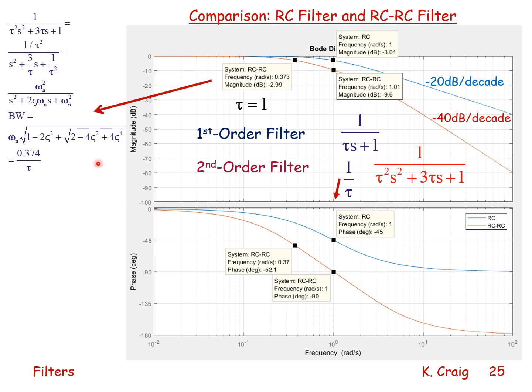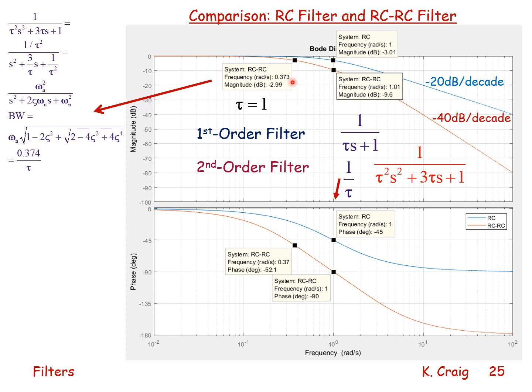Now, in analysis of second-order systems, I can predict what this bandwidth is, which is the frequency at which the second-order system, the RC-RC filter, drops minus 3 dB, in this case minus 2.99 dB, below its low frequency value, or 0.707 of its low frequency value. And that frequency is 0.373 radians per second.